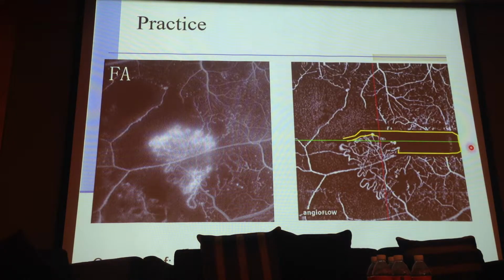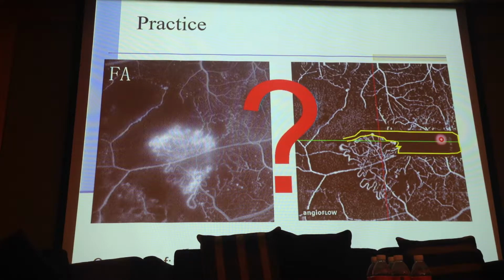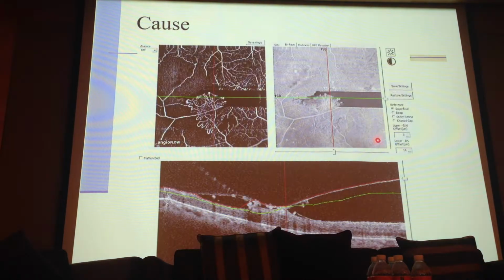Okay, here is a practice. Here on the left is a case from FA, showing the neovascularization and some other capillary network. But with the angio OCT, you see there's a black band over here. Do you have any idea what happened with this angio OCT scan? What caused this black band inside the OCT angiography? Have an idea? I can show you the B scan. Now we have the answer.